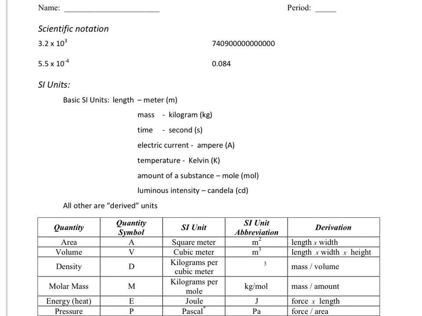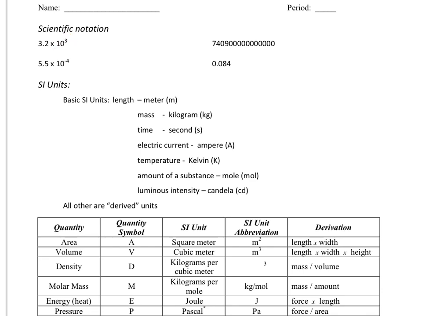So in scientific notation, you have a number. This number has to be between 1 and less than 10. So if it says 0.032 times 10 to the third, for example, that is not scientific notation. Or if it says 32 times 10 to the third, that is not scientific notation. So this number needs to be between 1 and less than 10. Then you'll see times 10 to some power.